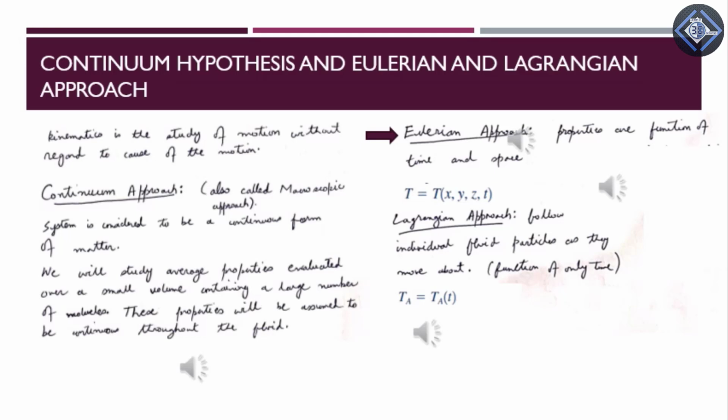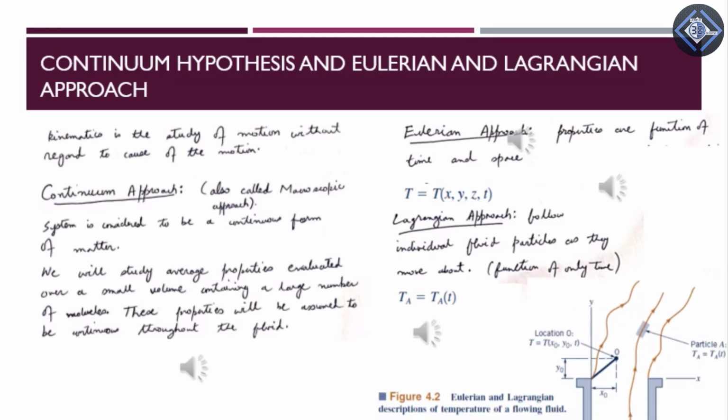In contrast to that, in the Lagrangian approach, we follow individual fluid particles as they move about, and we measure the change in their properties. So in a Lagrangian approach, a property is not a function of x, y, z or space, but rather it's a function of time. It's just like we are tagging a fluid particle.